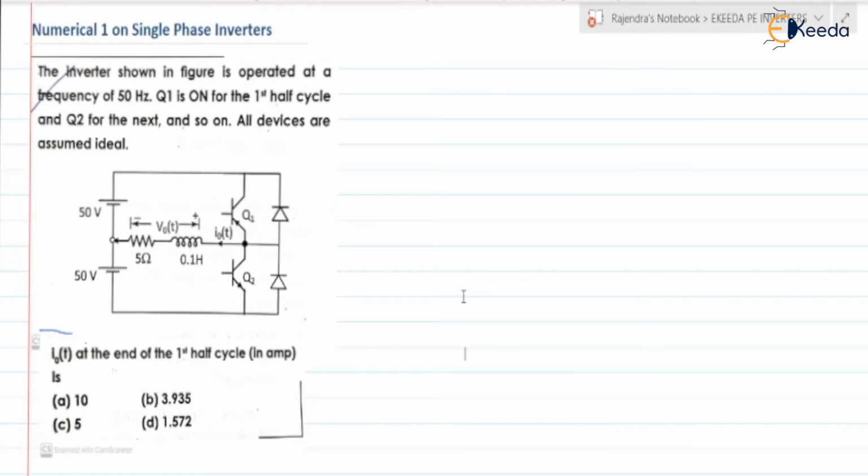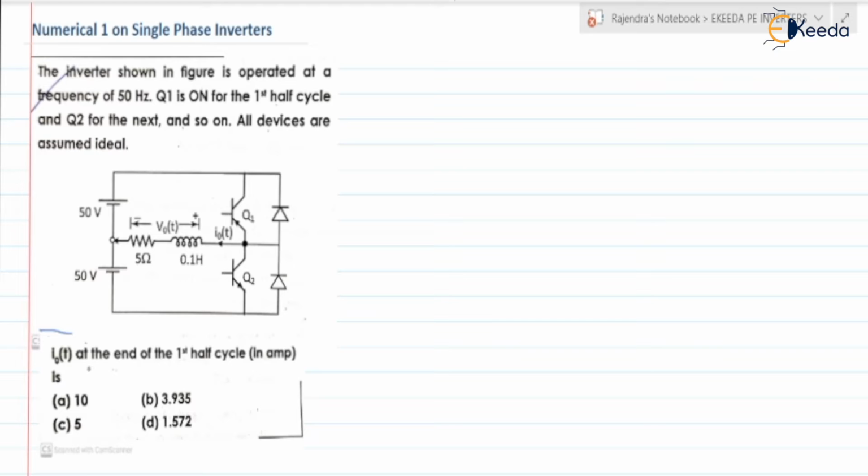The inverter shown in the figure is operated at a frequency of 50 Hz. Okay, so the output voltage frequency of the inverter is given, it is equal to 50 Hz. Q1 is on for the first half cycle and Q2 for the next, and so on. This BJT will be in the on state for the first half cycle, and for the next half cycle Q2 will be in the on state. Next, all devices are assumed ideal.